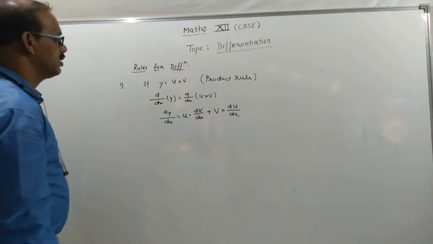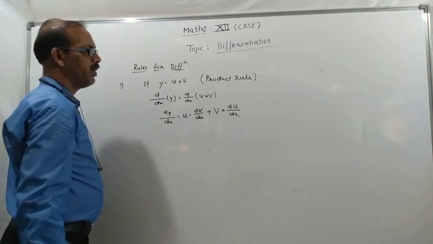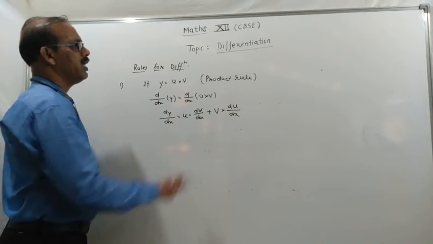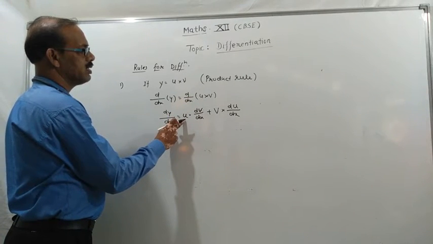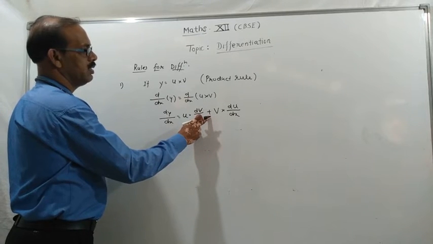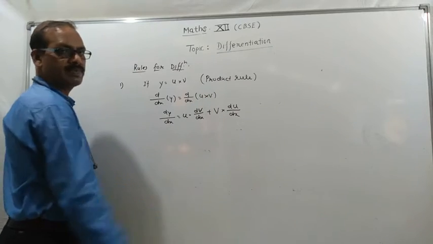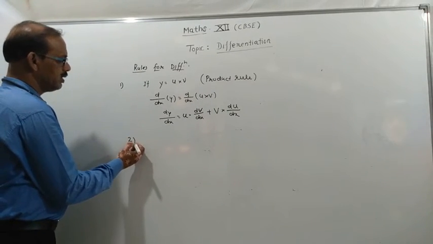Again, I repeat, if the product of two functions is given, suppose we have to find the derivative of the product of two functions, then we apply the product rule, which is given by first function as it is into derivative of second plus second function as it is into derivative of first. The second rule is called the quotient rule.